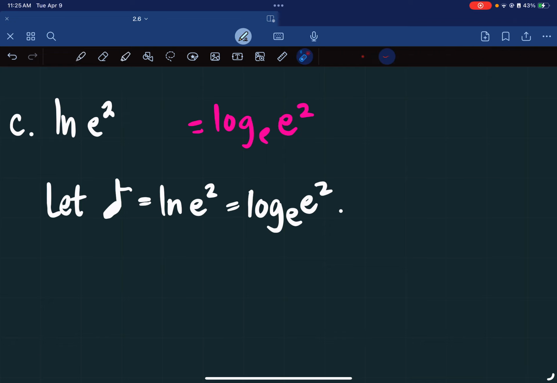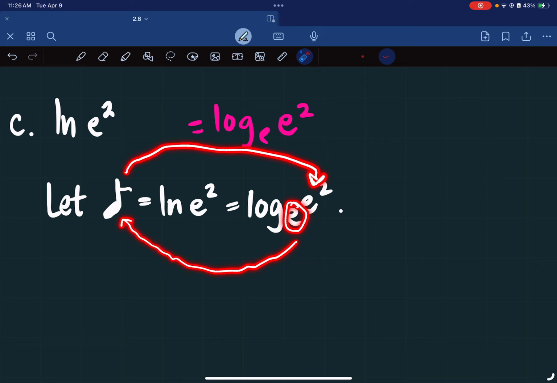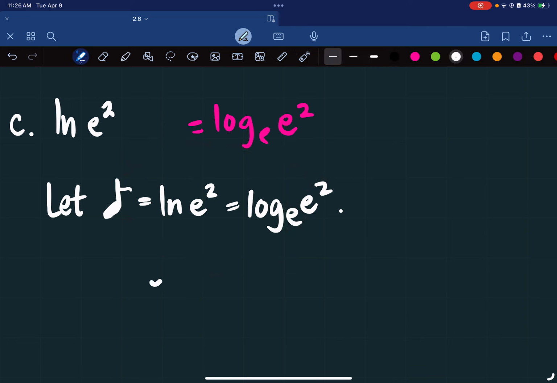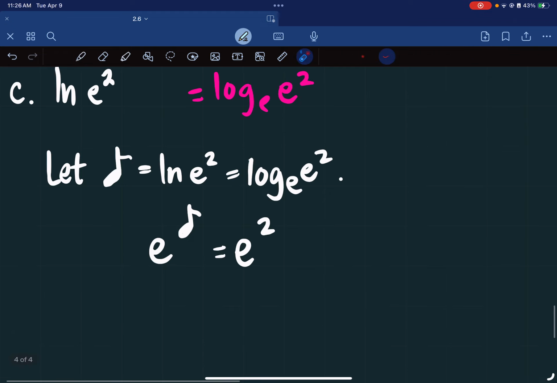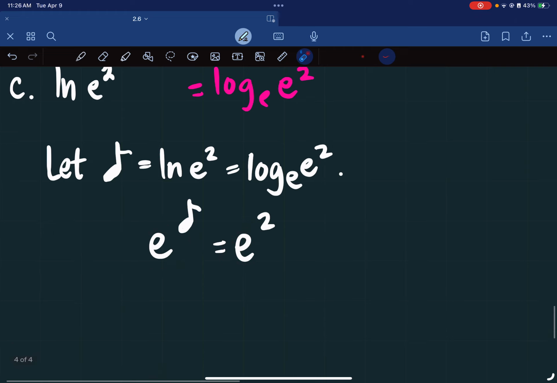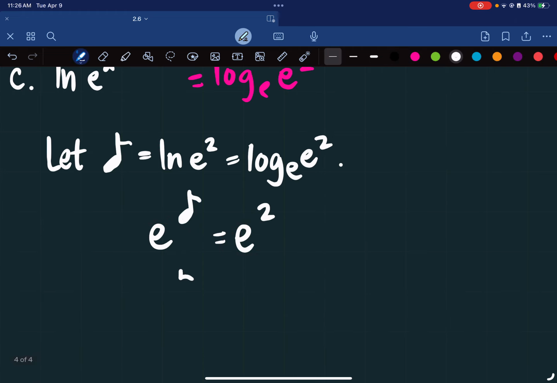Then same thing that we have been doing a while ago, we can convert this into the exponential form. This one would be the base of your exponent, and this number would be at the right hand side. So we have e raised to quarter note equals e raised to 2. And finally, since we have the same base, we can equate the exponents. We have quarter note equals 2. Therefore, ln of e squared equals 2.